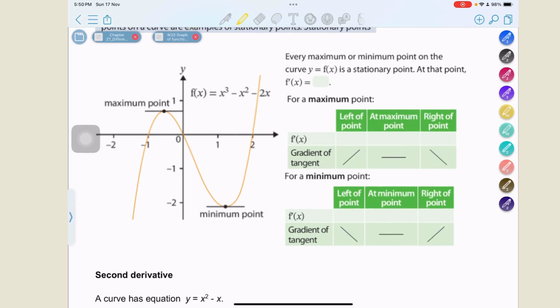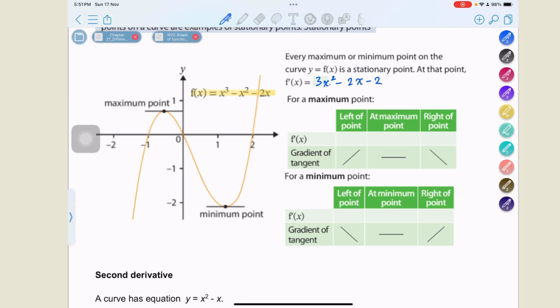Okay, in this example, the question says that every maximum and minimum point on a curve y equals f(x) is a stationary point. Now at this point, what is your f prime x? First of all, we differentiate this function, x cubed minus x squared minus 2x. When I differentiate this function, I will get 3x squared minus 2x minus 2.